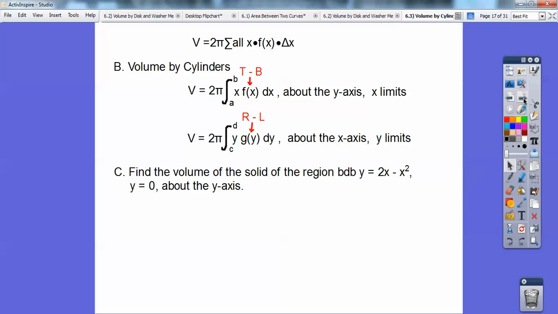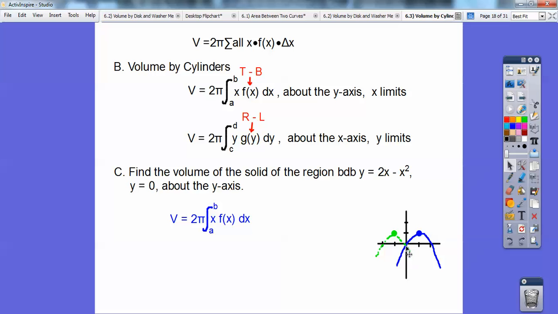All right, so let's find the volume of the solid of the region bounded by y equals an x equation, y equals 0, going around the y-axis. Since this is the y-axis and this is y equals x equations, these are opposites of each other, so I'm going to use the shell method. If they were the same, I'd use the disc and washer method. This is just a parabola, and I like graphing it so I can see what my limits are, because it's y equals x equations and I have to have x limits.